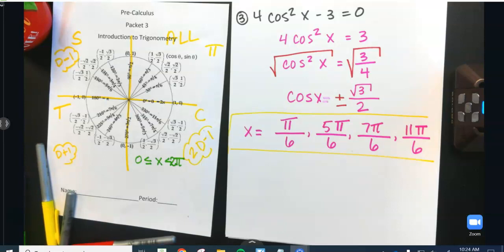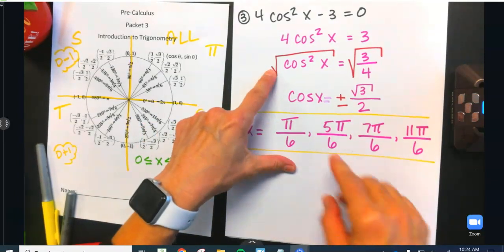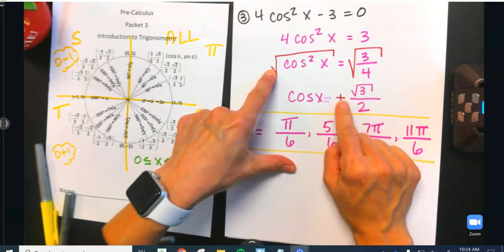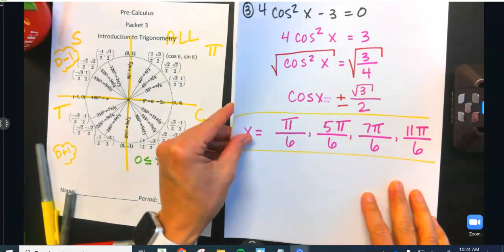Any questions on that one? So yeah, don't forget, y'all, if you square root, y'all did a great job of remembering the plus minus. Don't forget that. You did really good remembering.